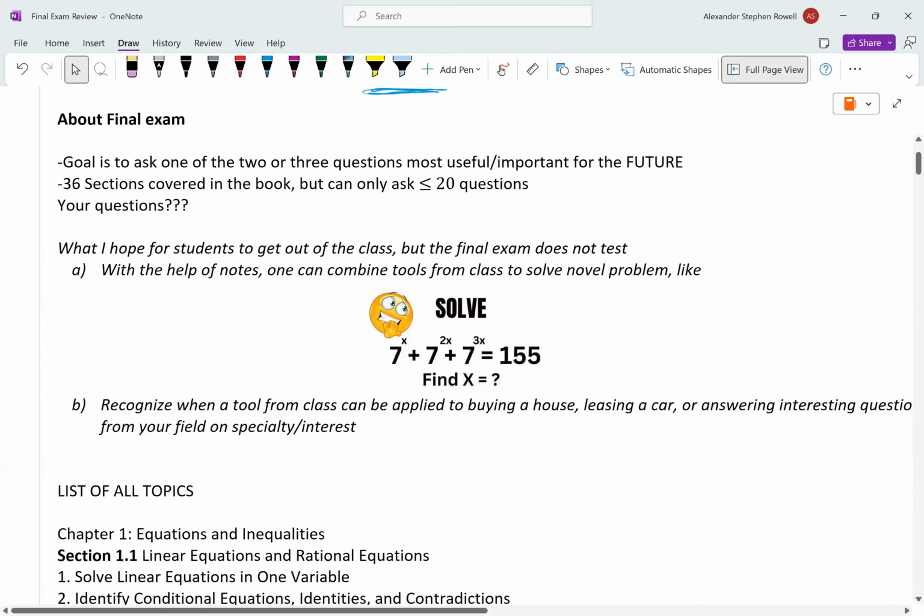So about the final exam, the goal is to ask one of the 2 or 3 most important questions. And I'm going to identify most important questions as being ones that you're most likely to see in the future, if you're going on to a different major. I don't know, what are your majors? Business, biology, all those kinds of things, right?